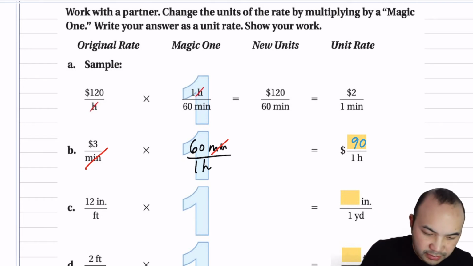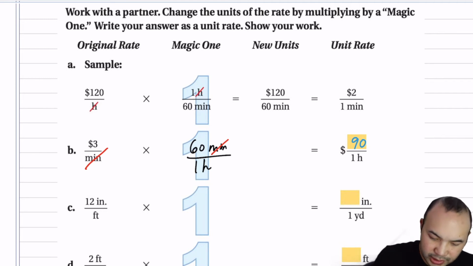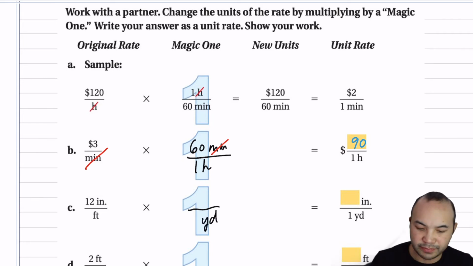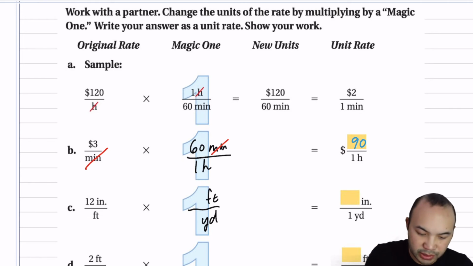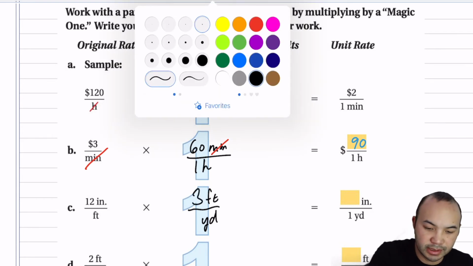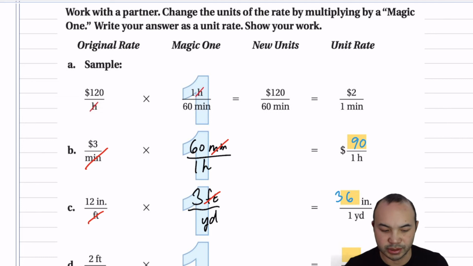All right, let's do a couple more here. 12 inches per foot, and I want to change this to yards. So I want yards on the bottom. I'm going to make my magic 1. I'm going to say yards is on the bottom, and I want feet on the top because I want to cancel out the feet on the bottom. So there are 3 feet in 1 yard. You can see that I can cancel feet here and feet here. Now all I need to do is multiply. 12 times 3 is 36, and there are 36 inches per yard.